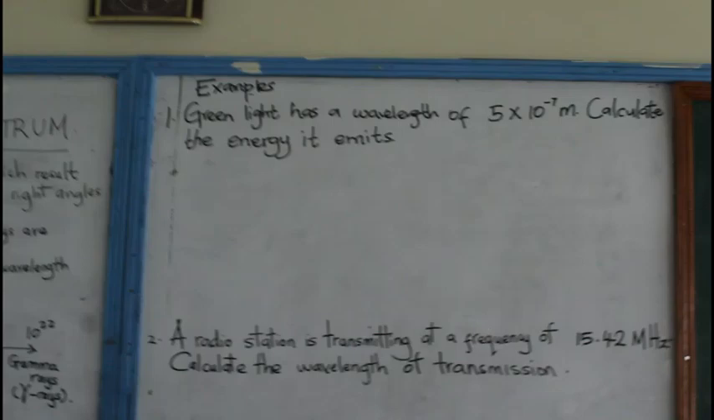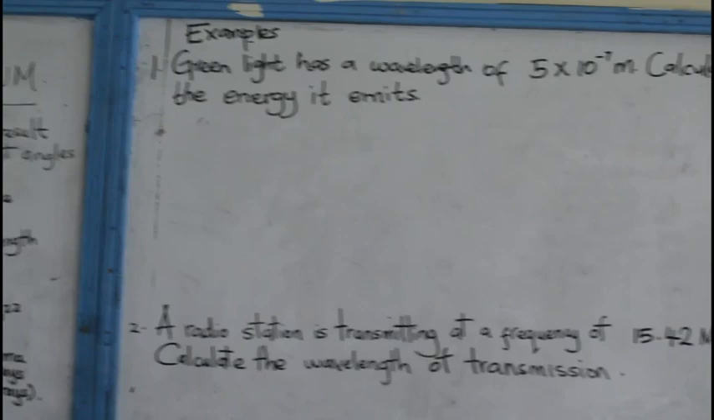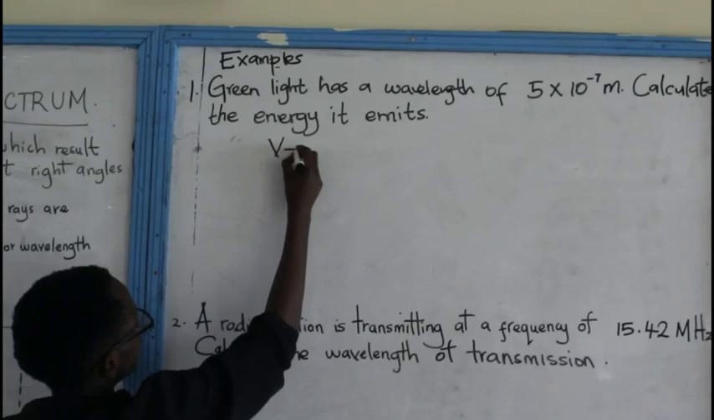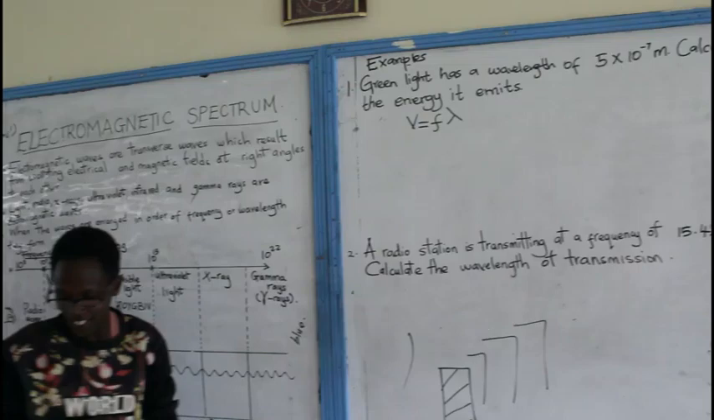So, on to example number one. Green light has a wavelength of 5 × 10⁻⁷ meters. Calculate the energy it emits. So, with this you can say v = fλ. But then, remember, green light is part of the electromagnetic spectrum.